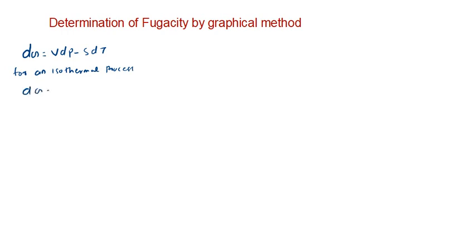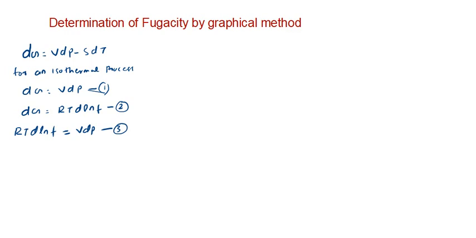dG = VdP. That is equation number 1. And we have dG = RT d ln f. This is equation number 2. By definition, dG = RT d ln f. So if we compare equations 1 and 2, we can write RT d ln f = VdP. That is equation number 3.